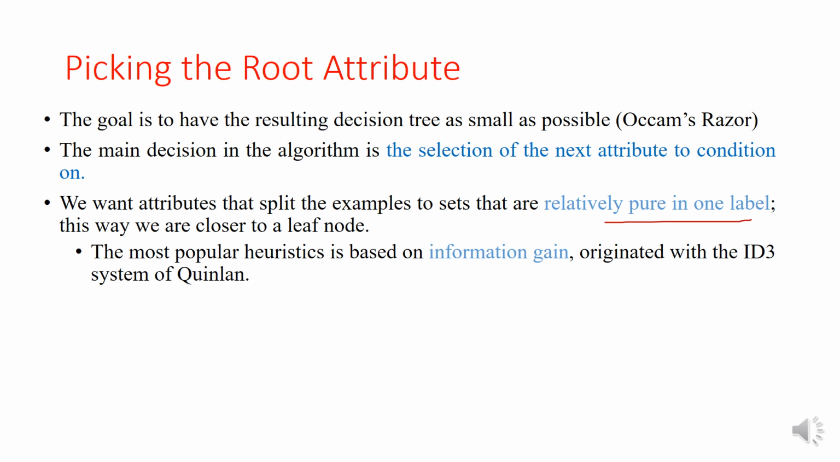The most popular heuristic is based on information gain, which originated with the ID3 system of Quinlan. Occam's razor is one of the ideas behind ID3, which is based on information gain: how we can identify the root node and then identify the best split for branching so that we can reach the leaf node to make the predictions or the decisions.